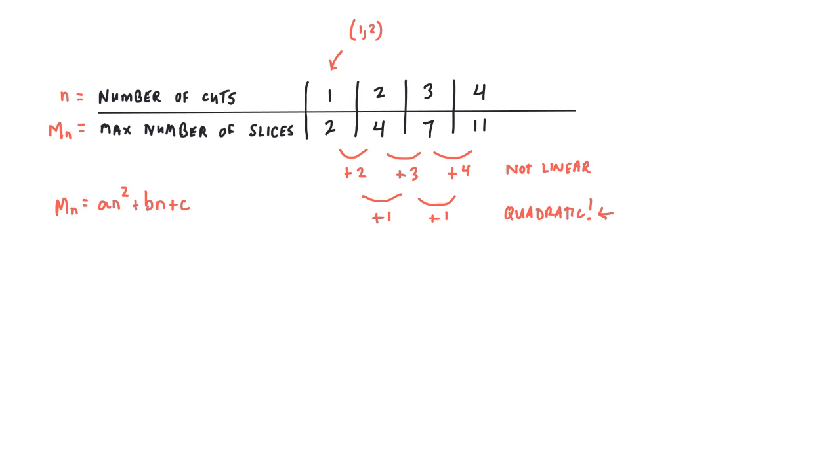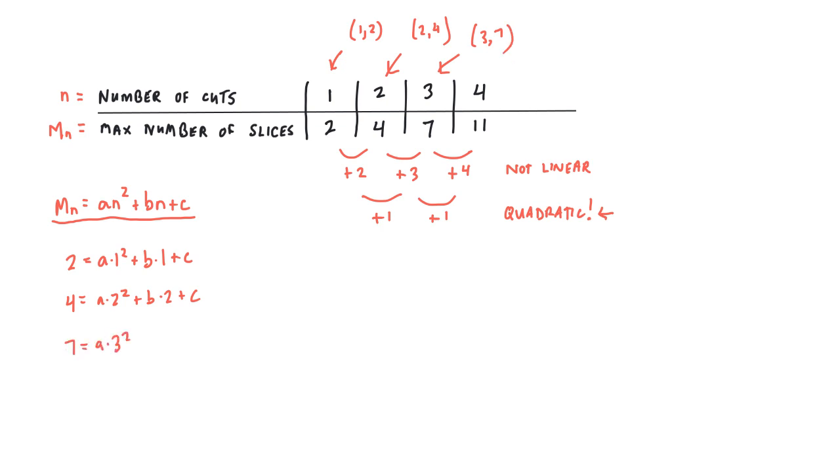When I plug that information, that ordered pair, into my general form that I discussed right here, m equals a n squared plus b n plus c, I get 2, the number of cuts, equals a times 1 squared plus b times 1 plus c. My second ordered pair right here is 2, 4. When I plug this in, I get 4 equals a times 2 squared plus b times 2 plus c. When I plug in another ordered pair, this one here is 3, 7, I get 7 equals a times 3 squared plus b times 3 plus c. Now I'm just going to rewrite that system of equations a little bit nicer, evaluating the squares and writing coefficients in front of variables, and that'll give me this.